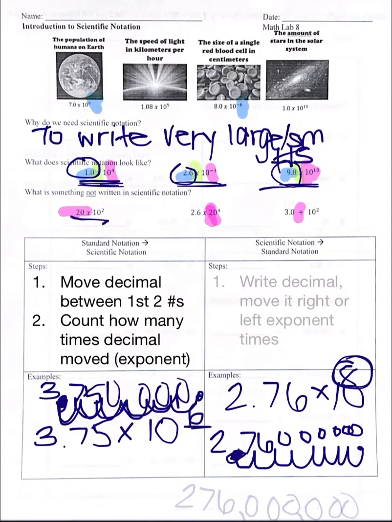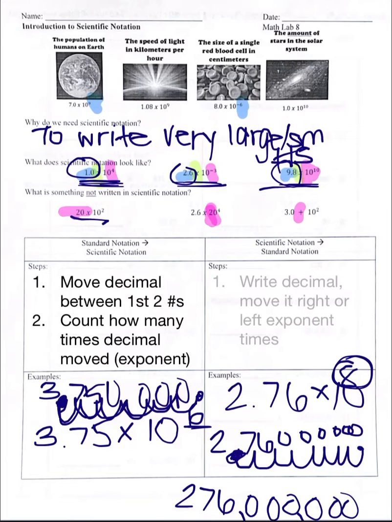Okay, so that final number, let's write it out neatly on the bottom. 276, then 1, 2, 3, 4, 5, 6 zeros. So that is our number written in standard notation like we're used to.